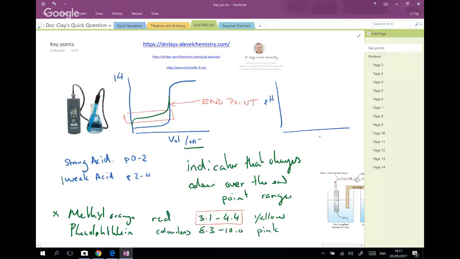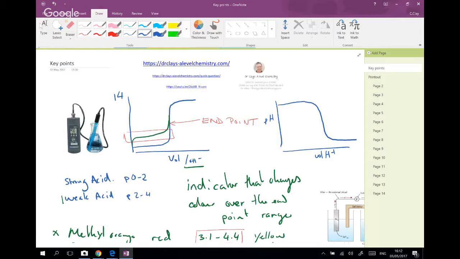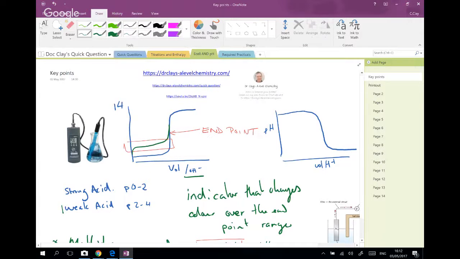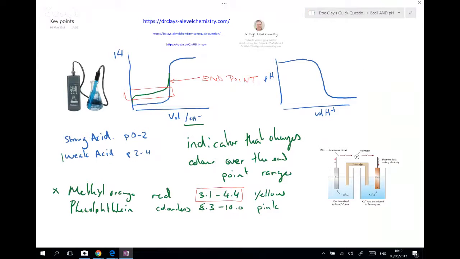So if we had pH with volume of H plus added, and we started with a strong base, we're going to be up here. If we had a strong acid, we would get the exact opposite. While if we had a strong alkali with a weak acid, we would see again a similar curve, which would then tail off in the opposite way that we've just seen before.